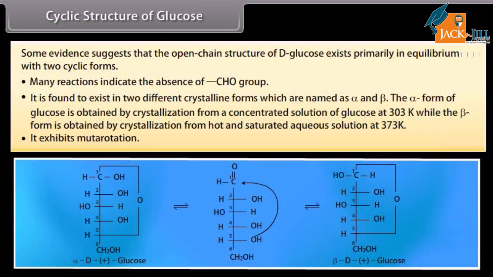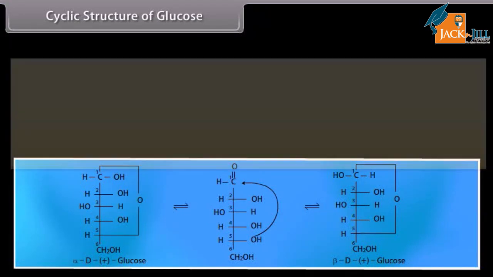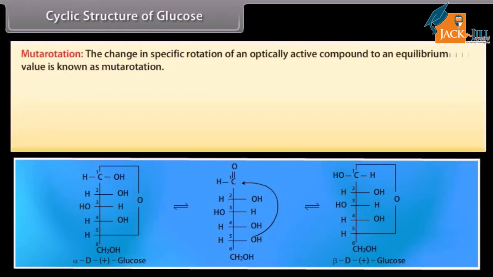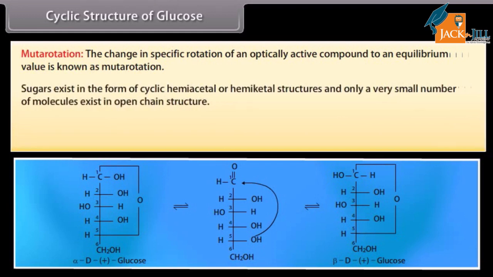It exhibits mutarotation. The change in specific rotation of an optically active compound to an equilibrium value is known as mutarotation. These observations are attributed to the fact that sugars generally exist in the form of cyclic hemiacetal or hemiketal structures, and only a very small number of molecules exist in the open chain structure.